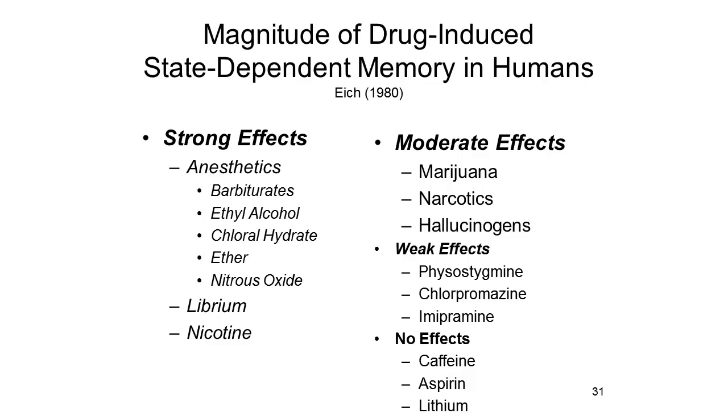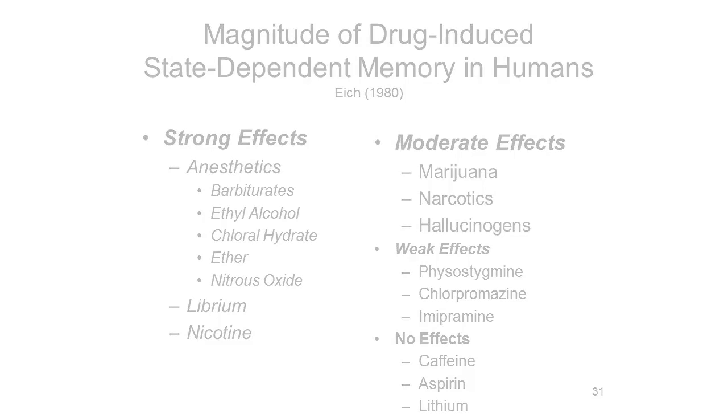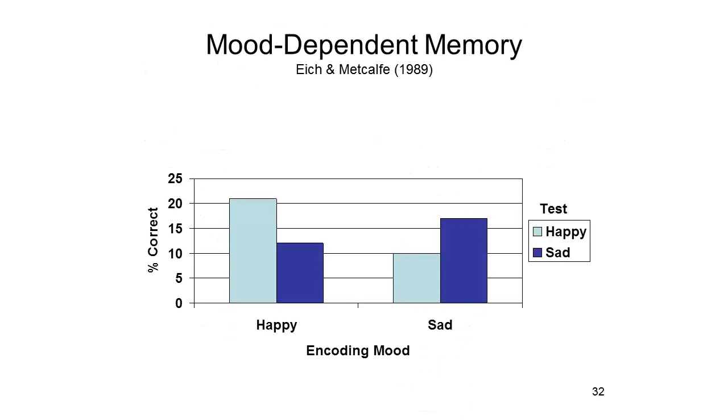But the major point is that there are these drug state-dependent memory effects that you can see in humans as well as in non-human animals. There's also a phenomenon of mood-dependent memory induced by changes in emotional state.